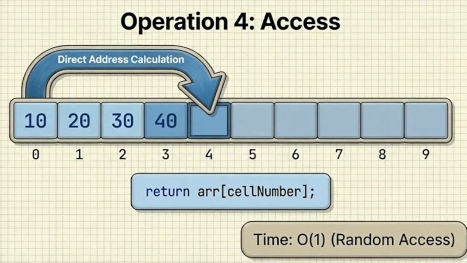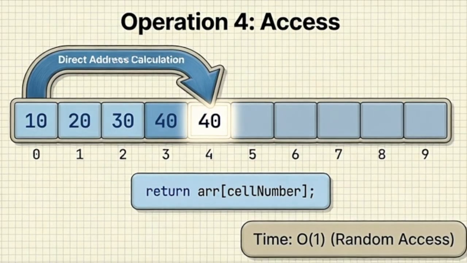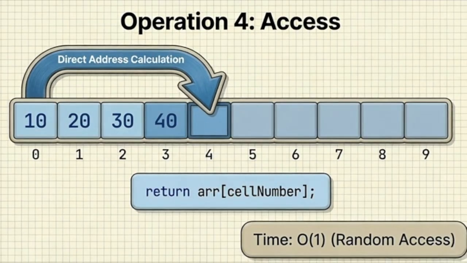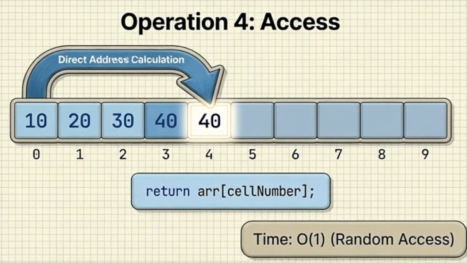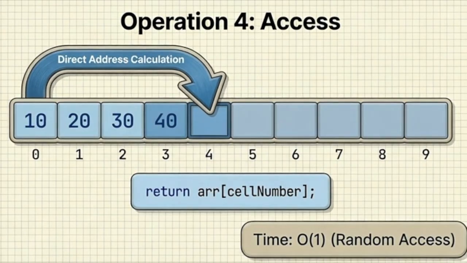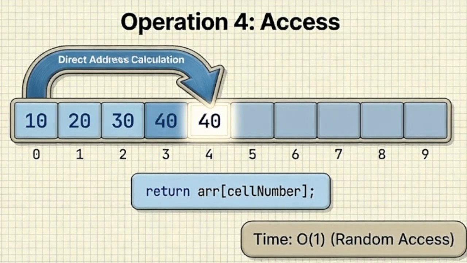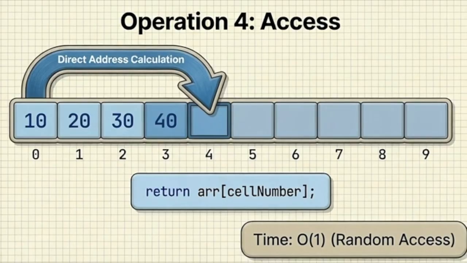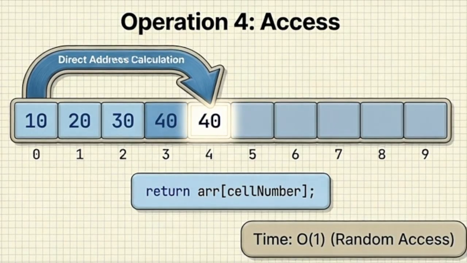Fourth is access. This is the array superpower. If I want the fifth element, I don't count 1, 2, 3, 4, 5. The computer uses math, base address plus offset. It jumps directly to the memory address. That is why access is big O(1). It is instant, regardless of array size.